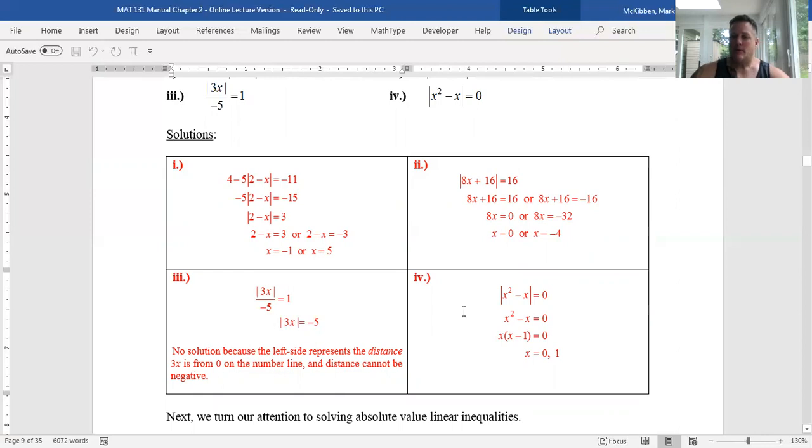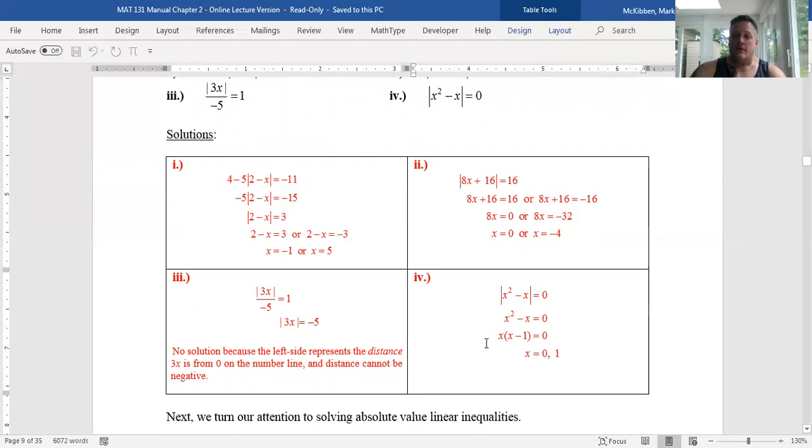Okay? And then finally over here, if you want the absolute value of something equal to 0, the only way that can happen is if the inside itself is 0. So that yields a quadratic equation. This one can be solved easily by factoring out an x and then setting each factor equal to 0 and solving.